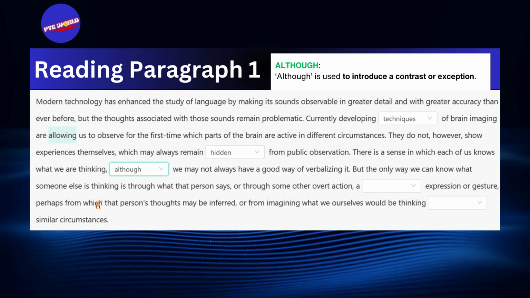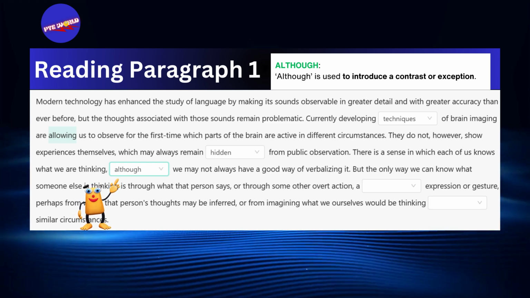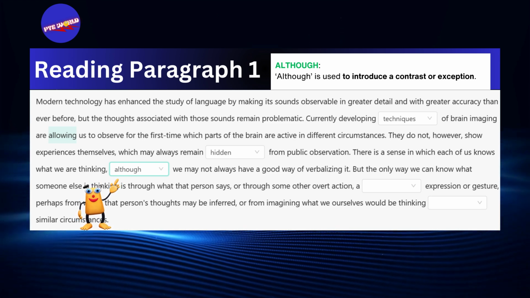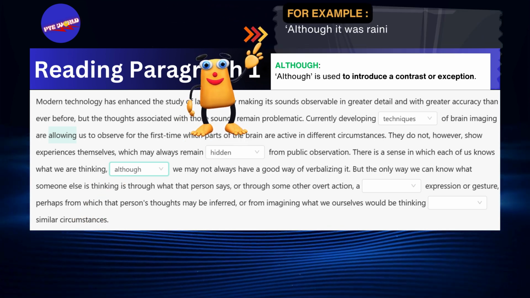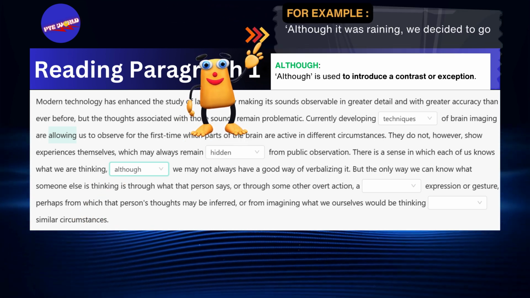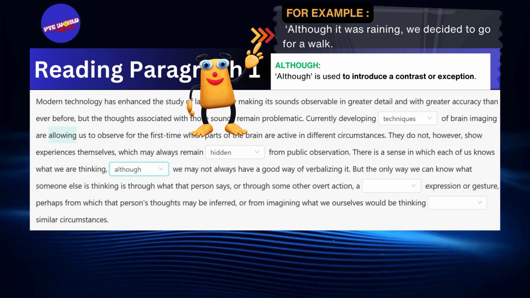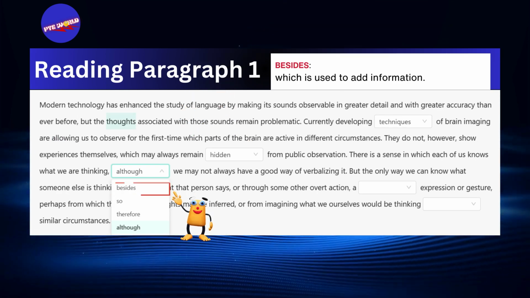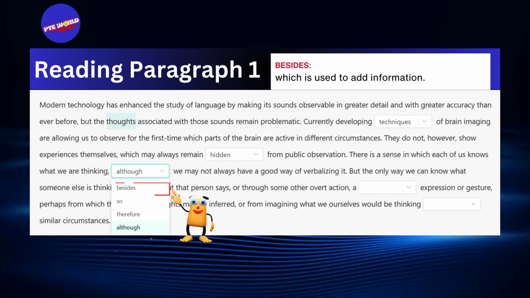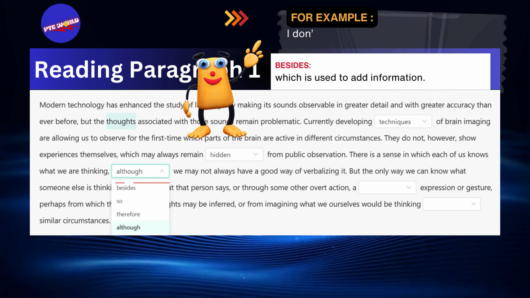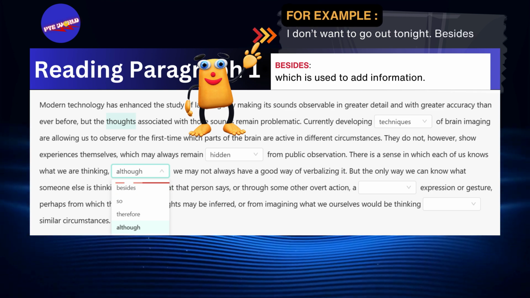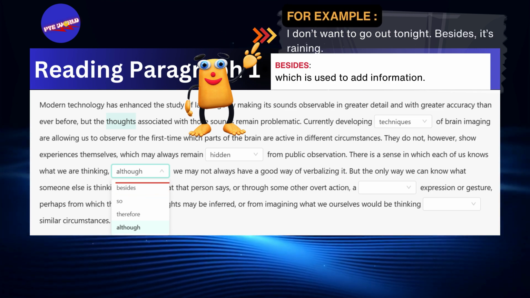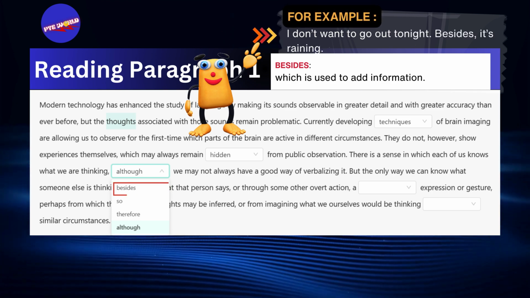The correct option is although. Although is used to introduce a contrast or exception. For example, although it was raining, we decided to go for a walk. Why not the others? First is besides, which is used to add information. For example, I don't want to go out tonight. Besides, it's raining. This doesn't introduce a contrast, which is needed in the sentence.